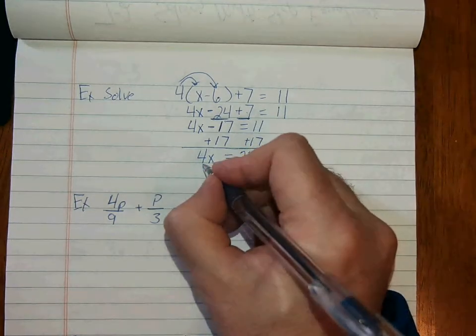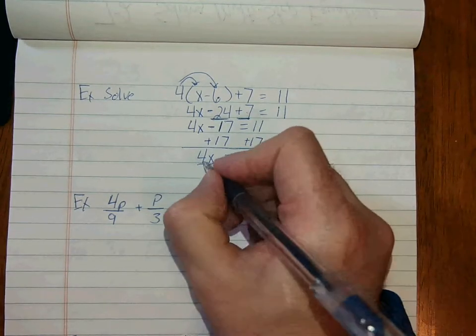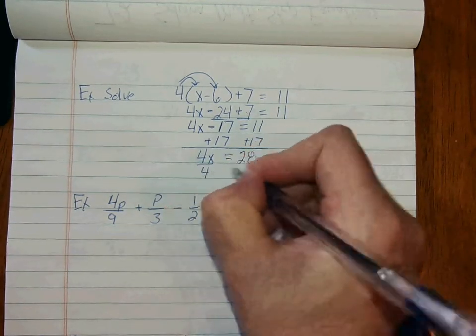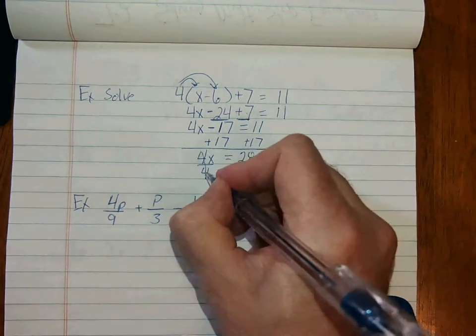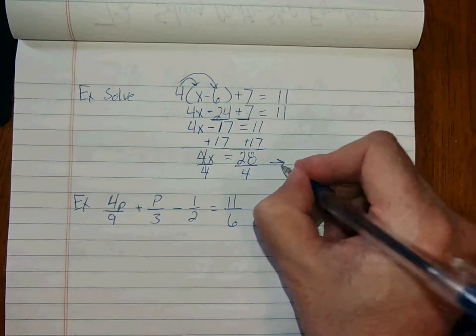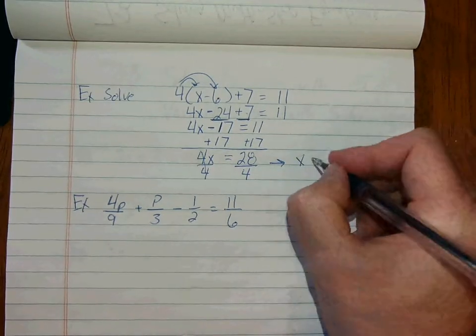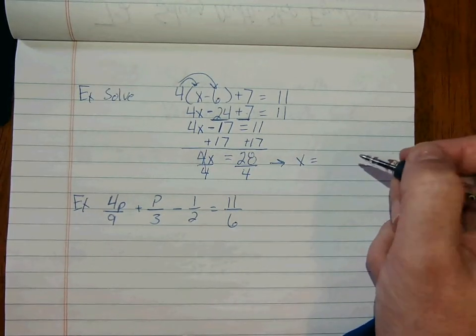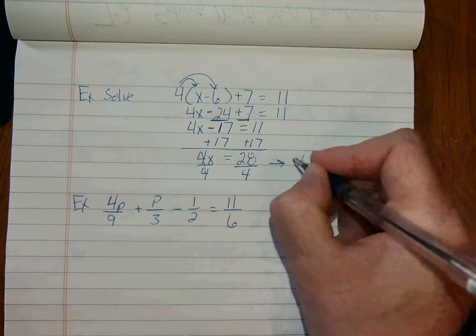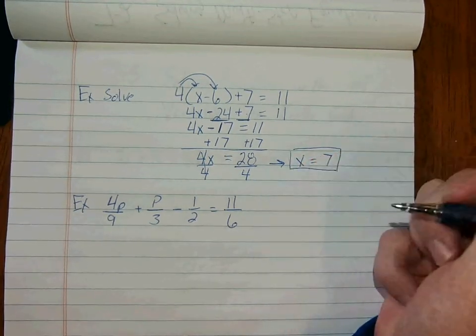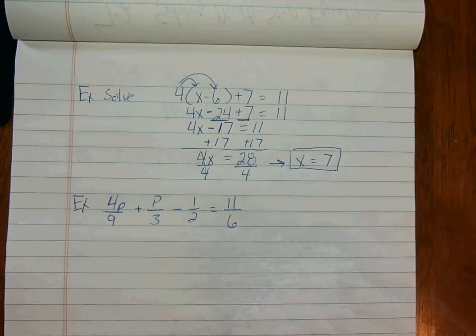Then you want to basically get rid of this 4. This is multiplying, so you want to do the opposite, which is divide. So those are going to cancel. I'm going to go over here with it. So then you have x equals 28 divided by 4. 28 divided by 4 gives you 7. 7's your final answer.